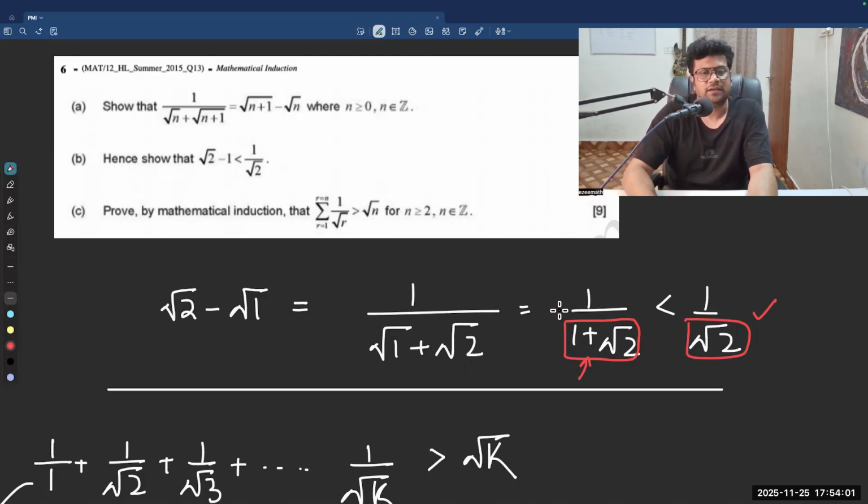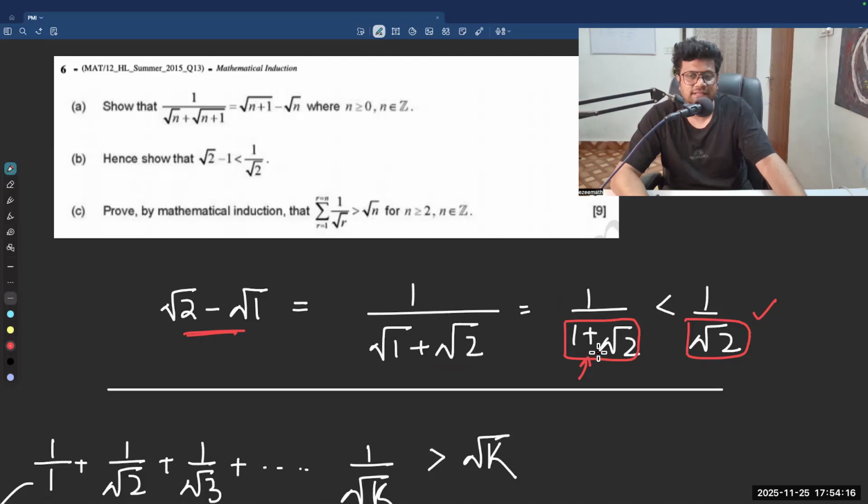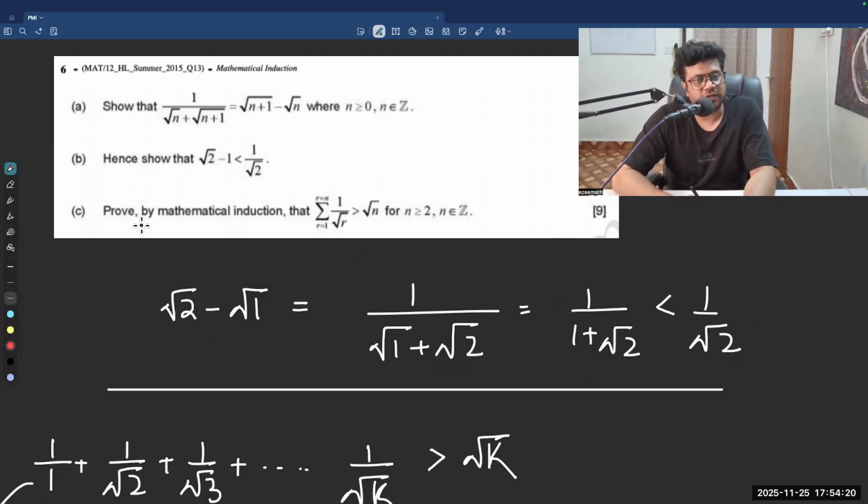That's 2 marks. Okay. So from part 1, we used this is equal to that, and then I got to this thing, which of course is always less than 1 by root 2. So that was 2 marks again. Okay, now let's go do the third bit. Prove by mathematical induction that this is always greater than root n.